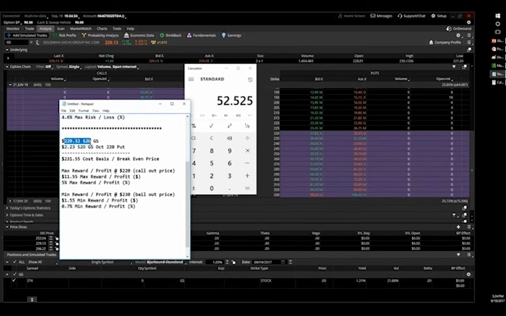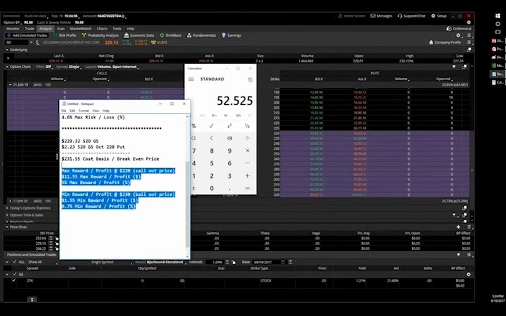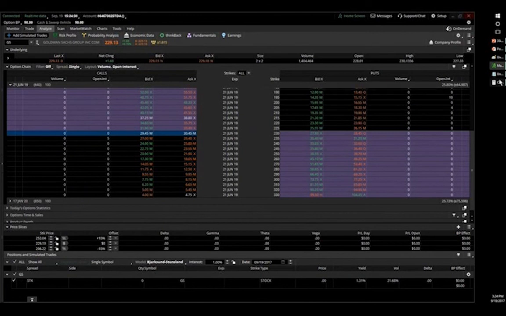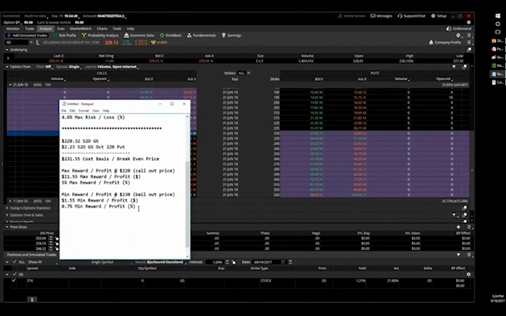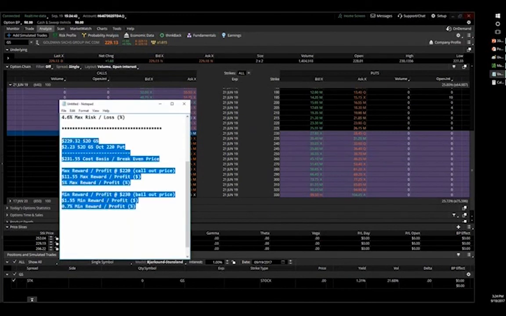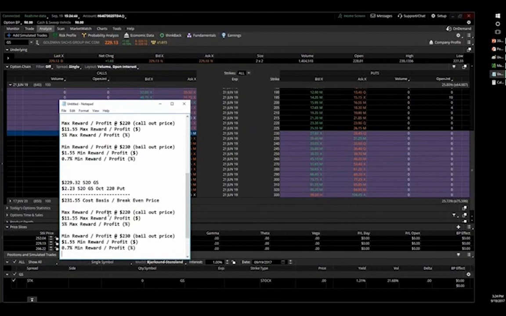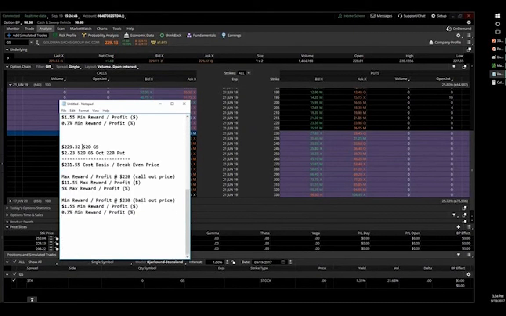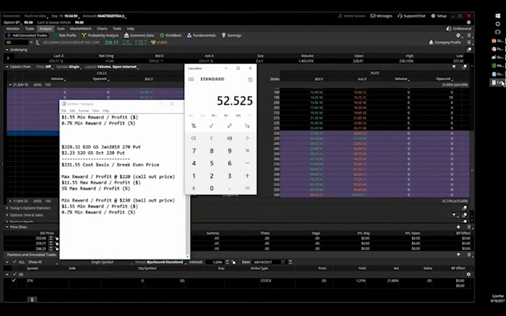So instead of selling to open Goldman Sachs, let's instead buy to open a Goldman Sachs January 2019 270 put for $52.60.